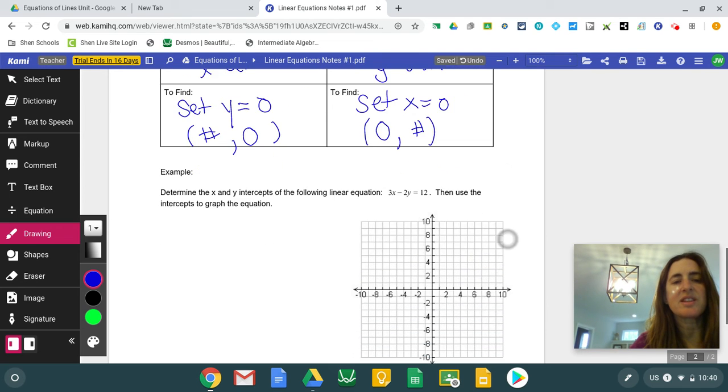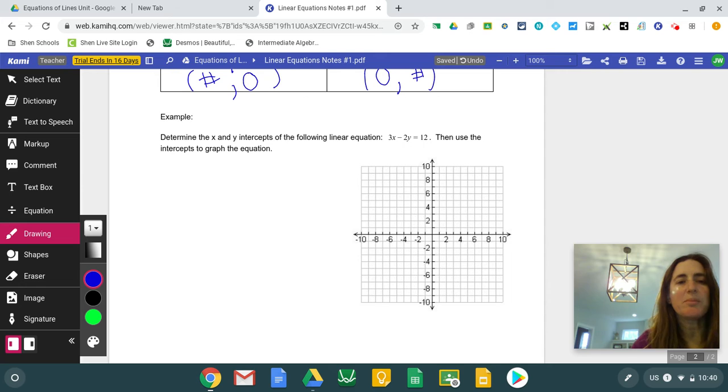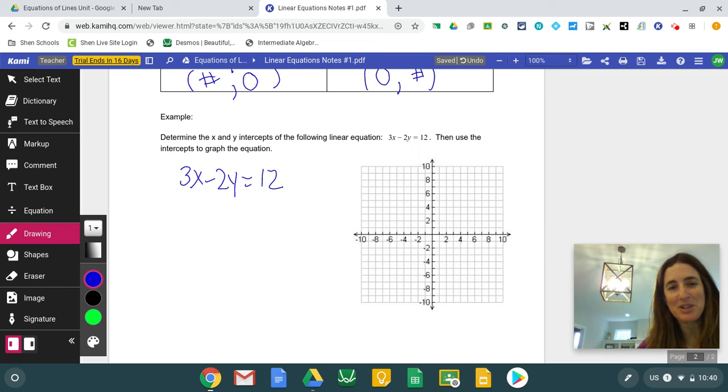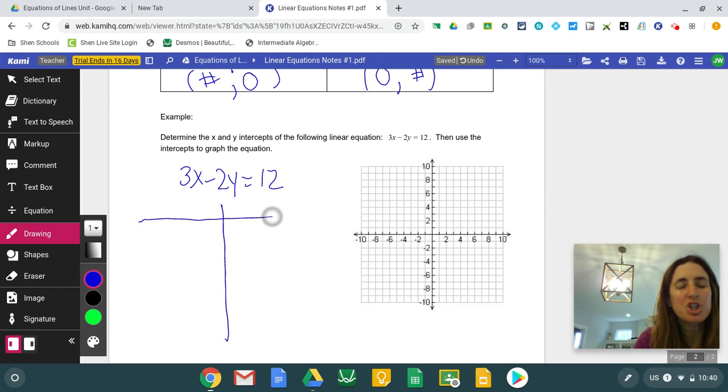So let's check this out. It says determine the x and y intercepts of this graph. We've got 3x minus 2y equals 12. And then it says use those intercepts to actually graph it. Oh, this is going to be fun. Okay, so here we go. I like to make a nice little chart. And I say this is my x-intercept, and this is my y-intercept. It makes it all nice and organized.